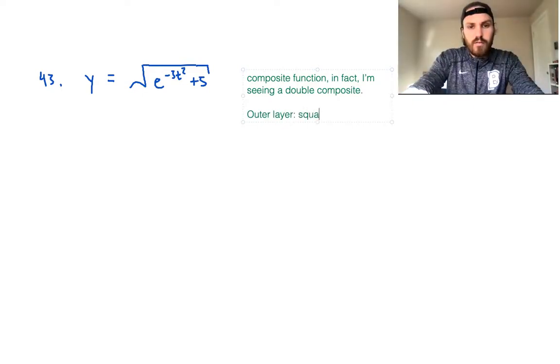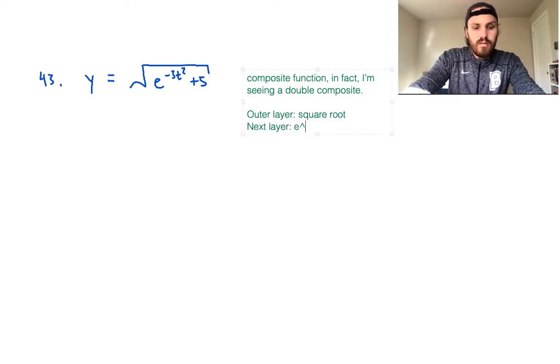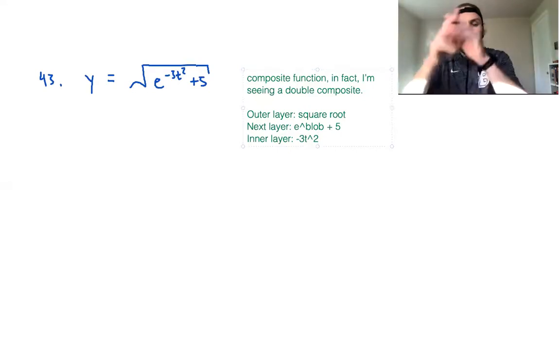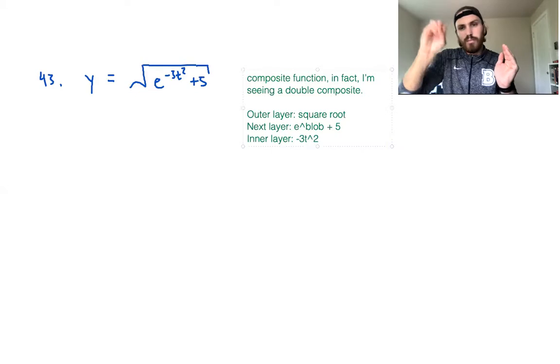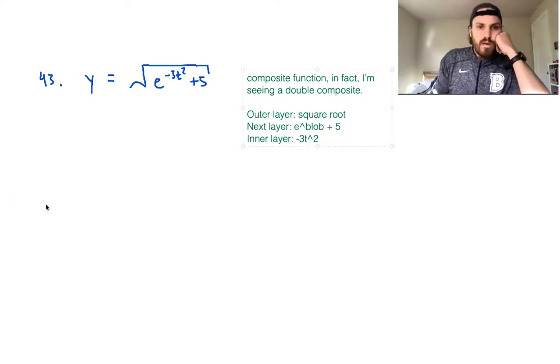Outermost layer is the square root. Next layer is the e to the blob plus 5. And the inner layer is that blob, which is negative 3t squared, right? So I've got negative 3t squared, then I have e raised to that, and the plus 5 doesn't really matter because I can just use the sum rule there. And then that's all plugged into the square root function. Okay, so let's take the derivative of this one piece at a time.